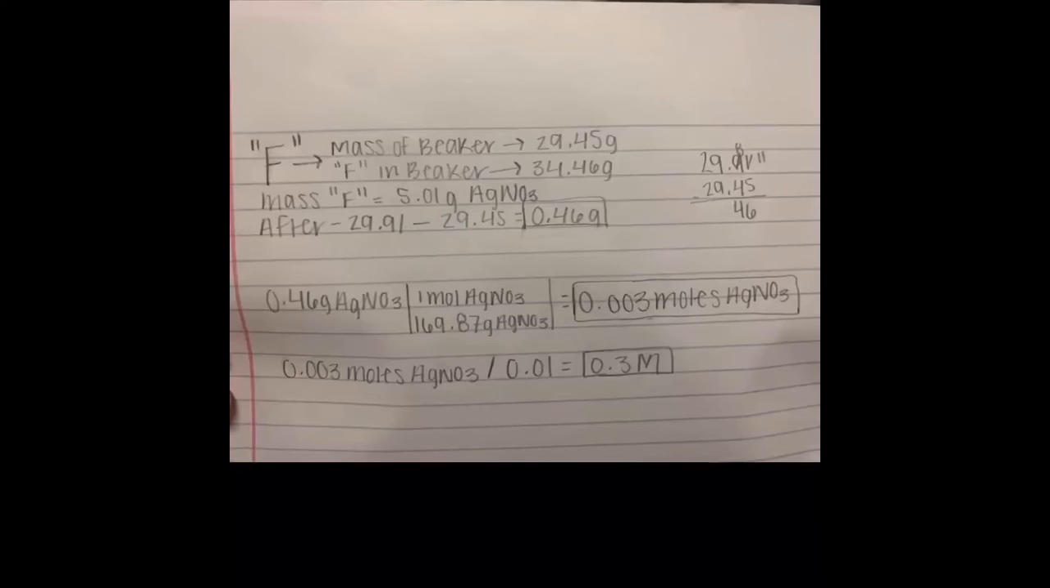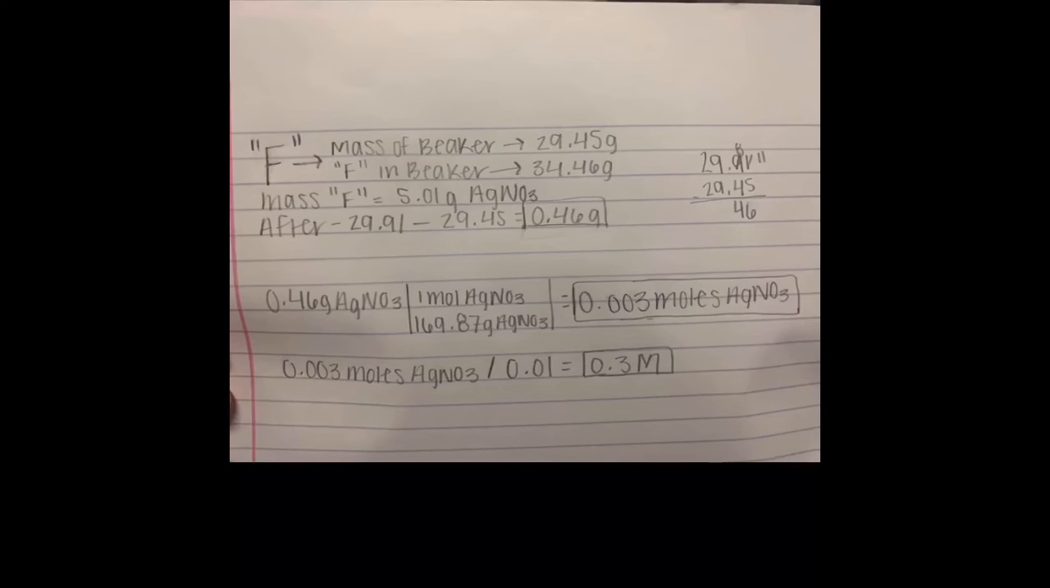These are our calculations that we used to find the molarity. First, we weighed our murder solution F, aka AgNO3. We found the mass of the beaker, which was 29.45, the mass with F in the beaker, which was 34.46. Then we also found the mass of F, which was 5.01 grams of AgNO3.